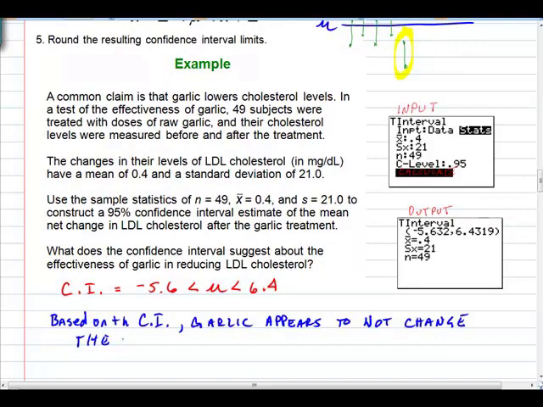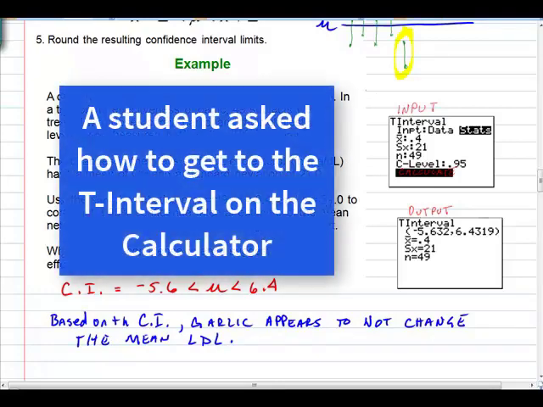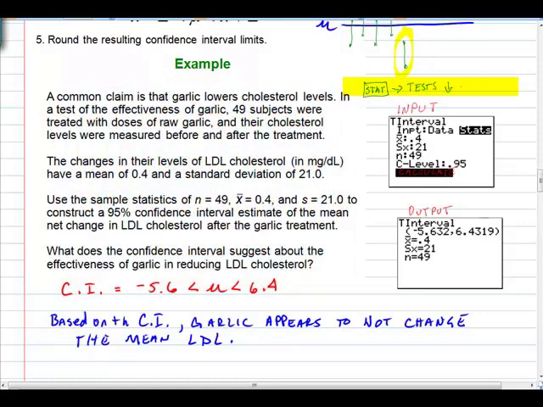Why do I say this doesn't change the cholesterol level? If 0 is in that confidence interval, then there's essentially no change. Let me put this up here. We hit stat, go over to test, and then down to T interval.